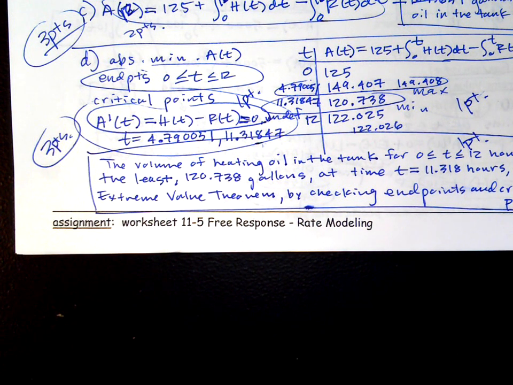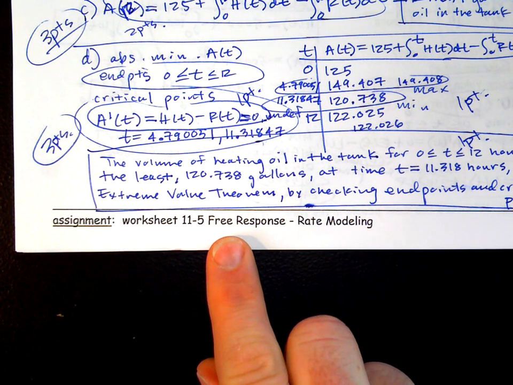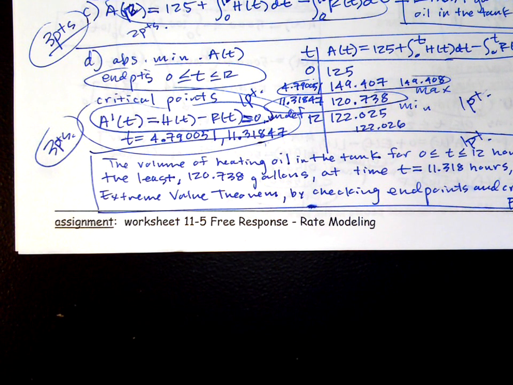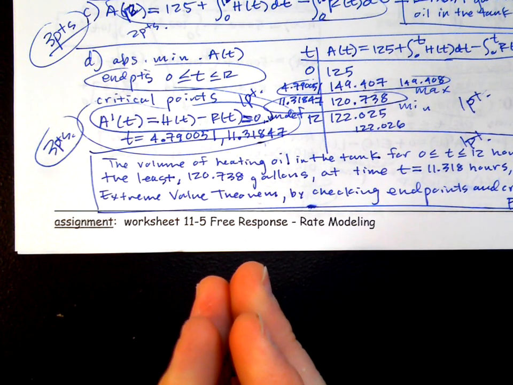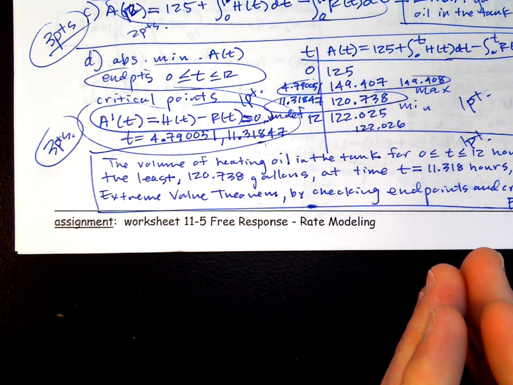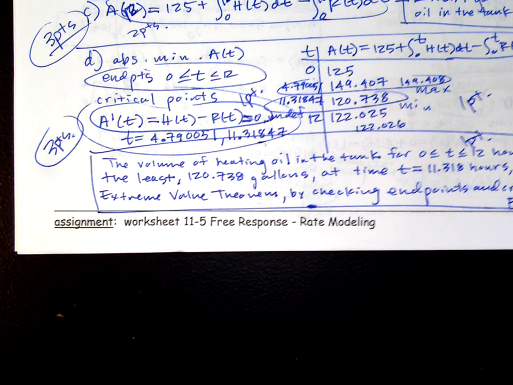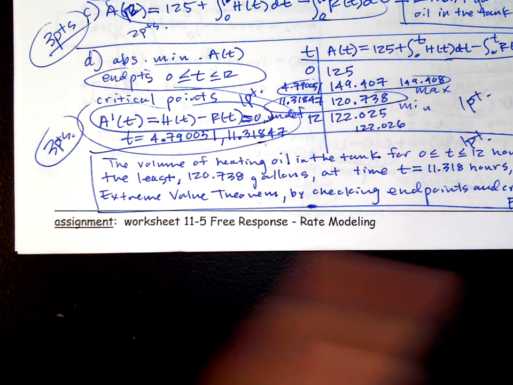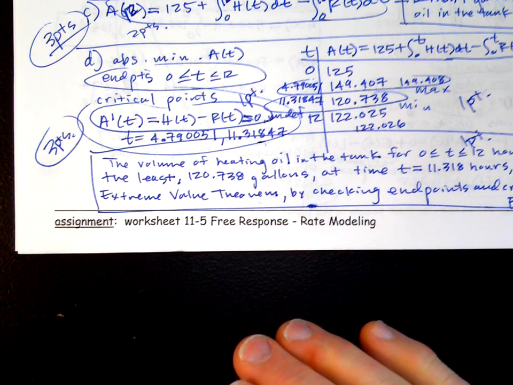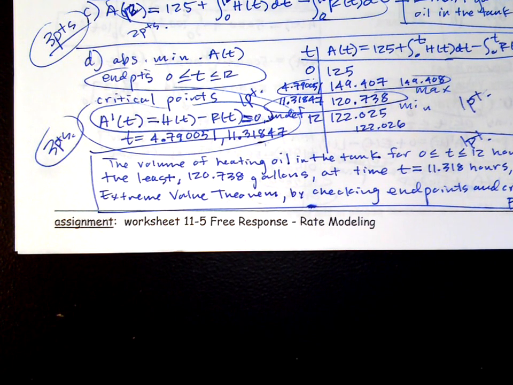So, okay, try the homework, 11.5. You guys get some free response questions. Rate models are really just word problems with the fundamental theorem of calculus part 1 applied to them, right? You are now what you were before plus the accumulation of all the changes. The amount of oil in the tank now is the amount of oil in the tank before at time 0, 125 gallons, plus the accumulation of all the positive changes, minus the accumulation of all the negative changes. Usually rate models have 2 rates involved, and it's applied to a word problem, but it's really just the fundamental theorem of calculus part 1. Okay?